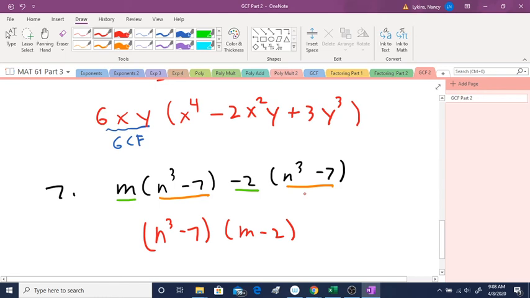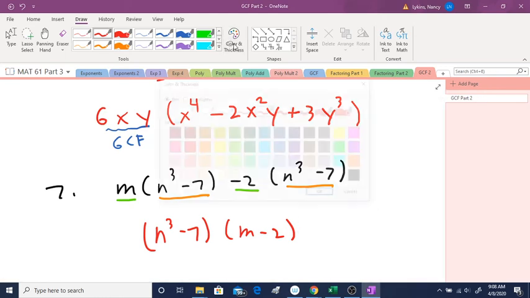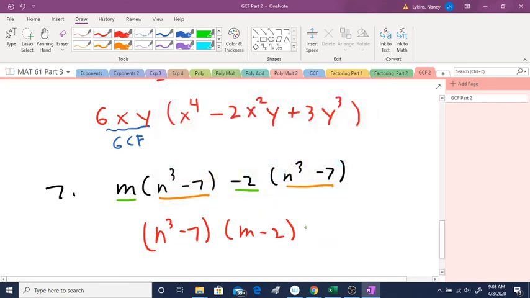Now, another question I always get asked is, does it matter the order? I mean, technically, no. I mean, this could also be written as m minus 2, n cubed minus 7.